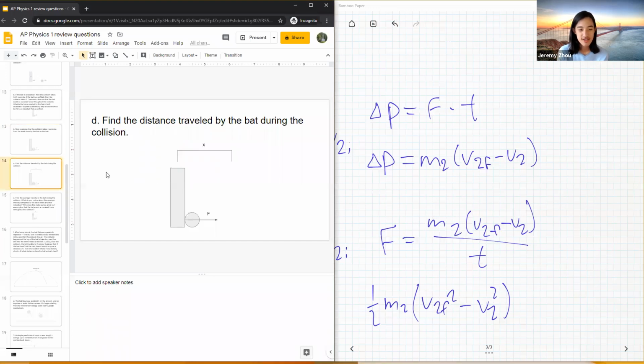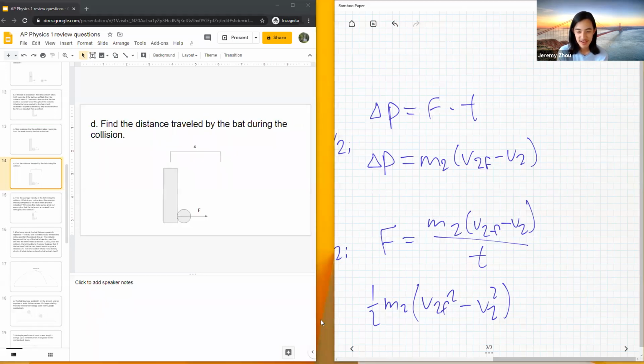All right, so find the distance traveled by the bat during the collision. I think it's not too hard to do this. It should be pretty straightforward from what we've seen.